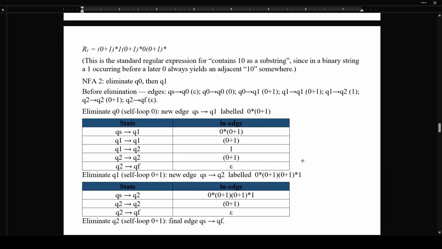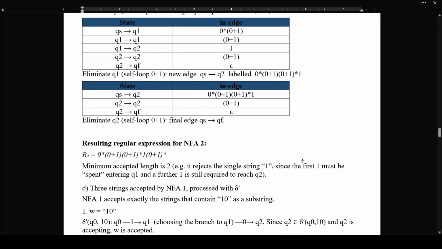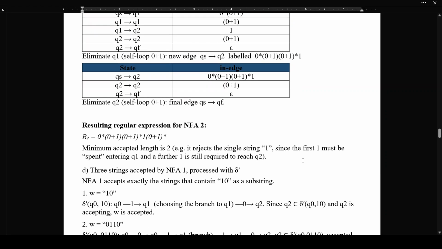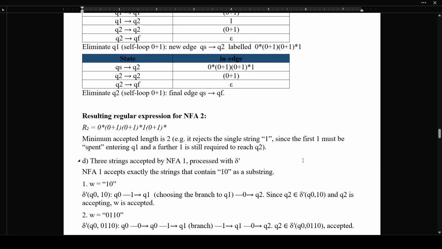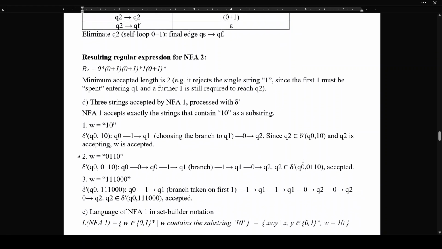Also, from here, we go through the same process as before to result in a regular expression for our NFA 2. The minimum accepted length is 2, therefore it rejects the single string 1, since the first 1 must be spent entering q1 and a further one is still required to reach q2.